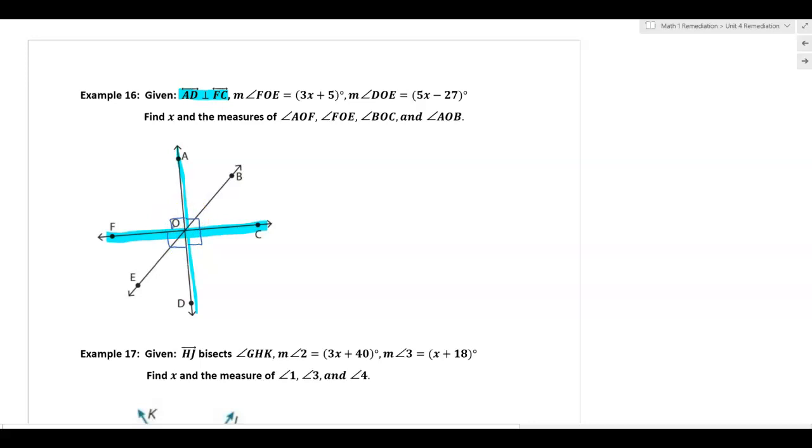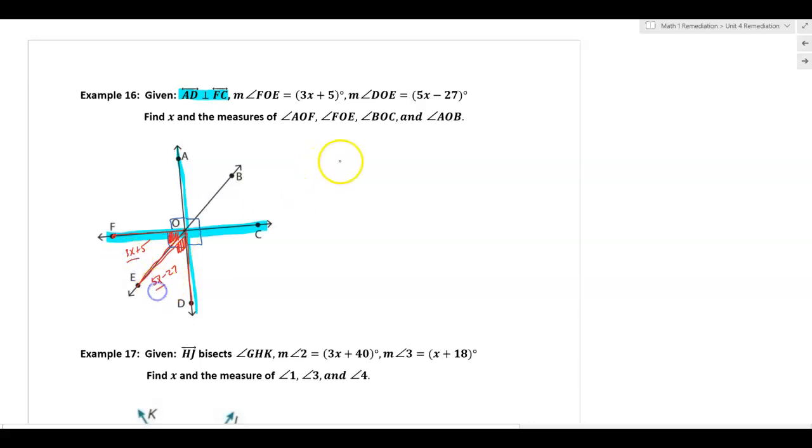Those are four right angles there. Now, FOE, if I trace it, F to O to E, this is 3x plus 5. Then DOE, from here to here to here, that is 5x minus 27. Well, in order to find any angles, I have to find x first. Well, what do I notice about these two angles now? This angle and this angle. Well, they make a right angle, therefore they add up to 90 degrees.